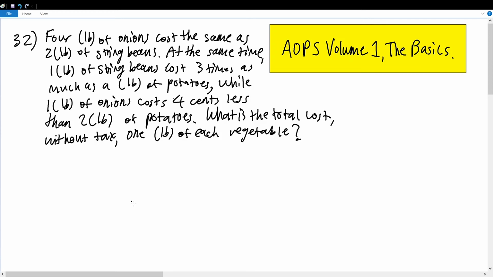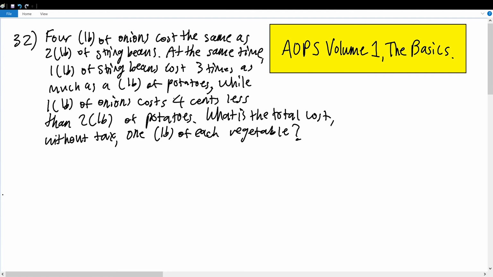AOPS Volume 1 The Basics number 32. 4 pounds of onions cost the same as 2 pounds of string beans. At the same time, 1 pound of string beans costs 3 times as much as a pound of potatoes, while 1 pound of onion costs 4 cents less than 2 pounds of potatoes. What is the total cost without tax of 1 pound of each vegetable?